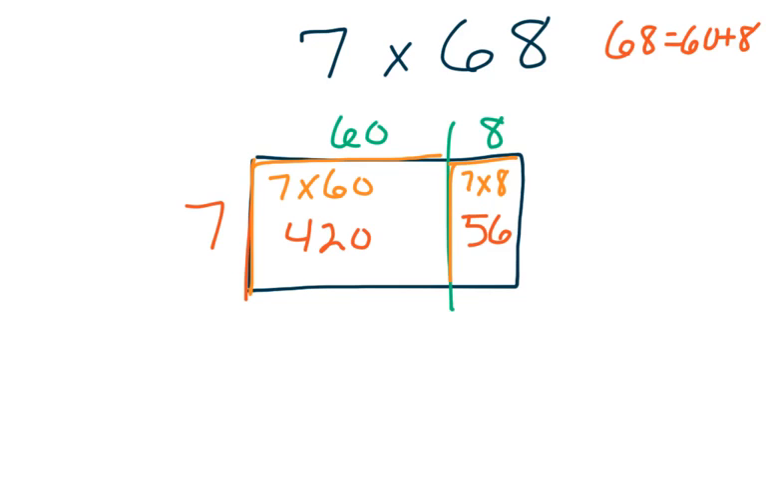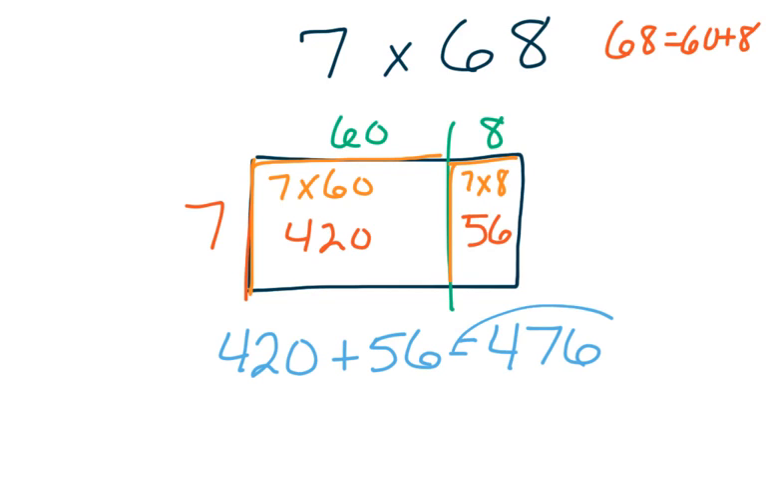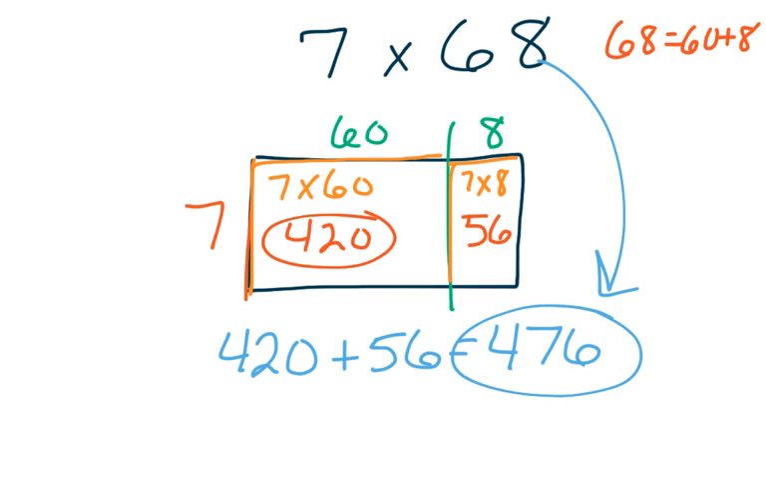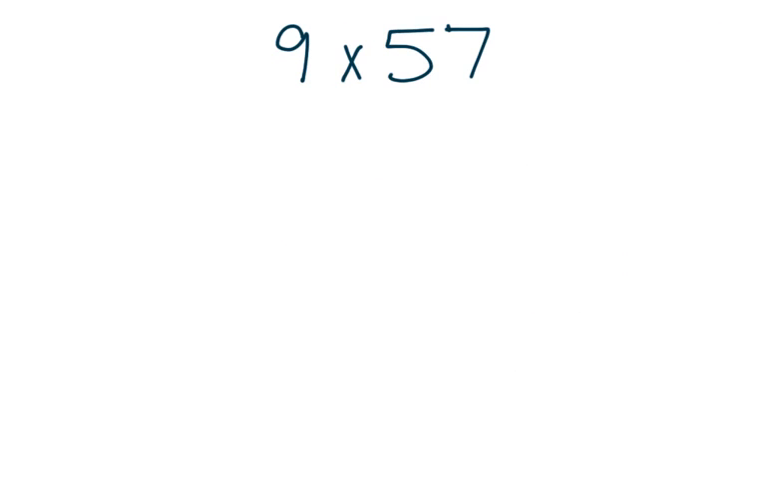And now all I have to do is add up my partial products. 420 plus 56 is going to give me 476. That is my final product. That is the answer to 7 times 68. I hope you did pretty well on that one. We expanded our number 68. We labeled our rectangle. We split our rectangle into two pieces. We found our partial products of 420 and 56, and then we added them together. Let's go ahead and look at a few more problems.